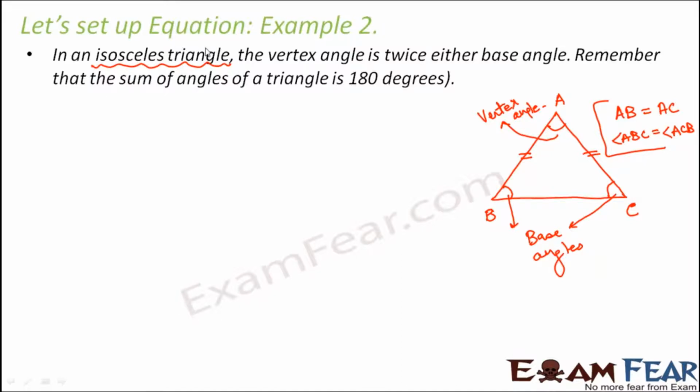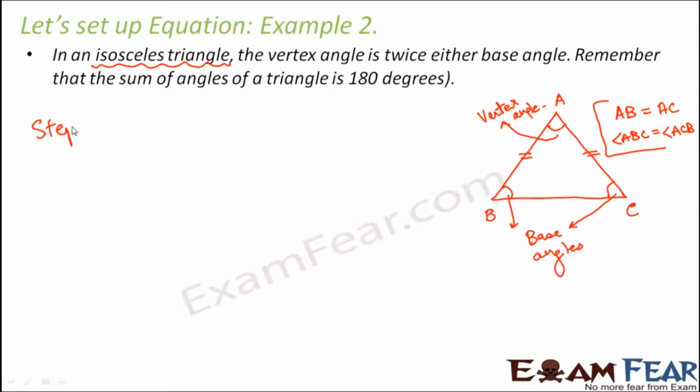Now what is there in the question? What is that angle which we do not know? So in this case, we do not know the base angle. We also do not know the vertex angle. We do not know any of them. So what do we do? Now when we look at the criteria, the relationship, we see that it says the vertex angle is twice either base angle. Now both the base angles are going to be the same.